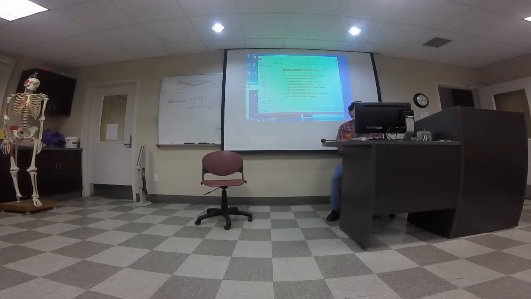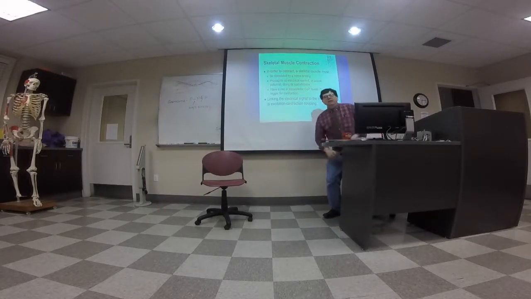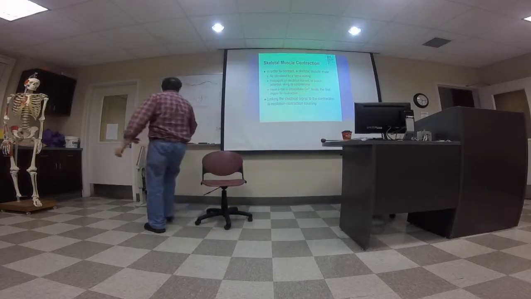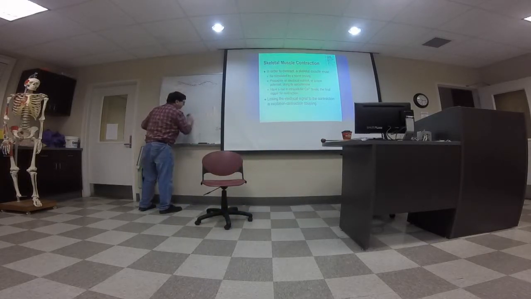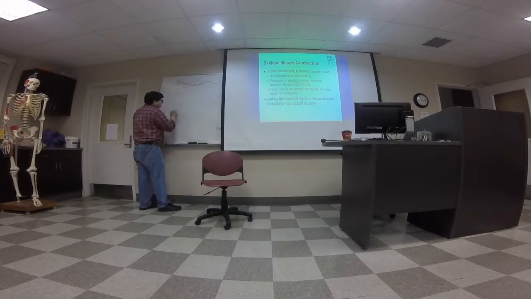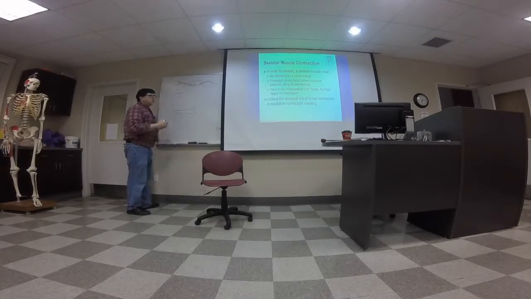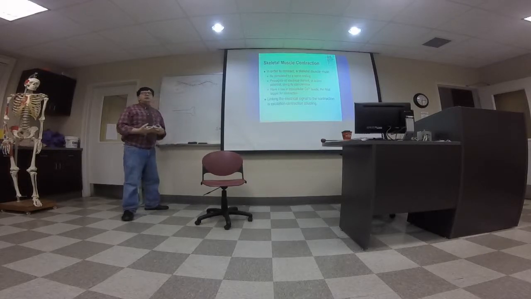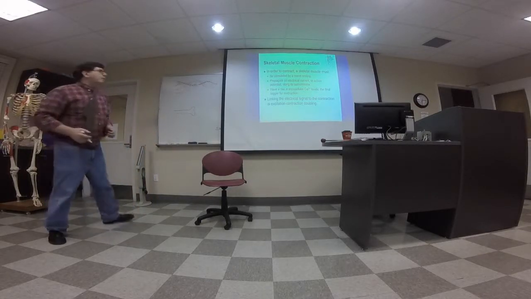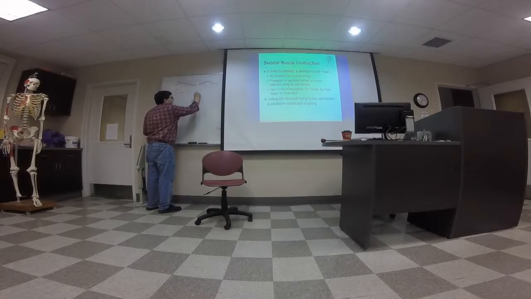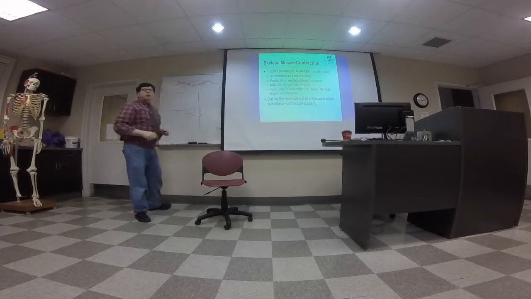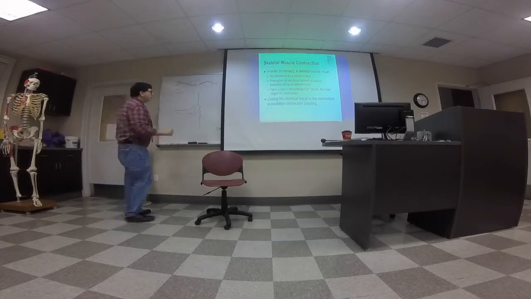So, what's going to happen if this is the axon terminal? It's going to form a neuromuscular junction with a muscle fiber, a muscle cell. At the site of the neuromuscular junction, the sarcolemma is going to become folded. This folded portion of the sarcolemma is referred to as the motor end plate.